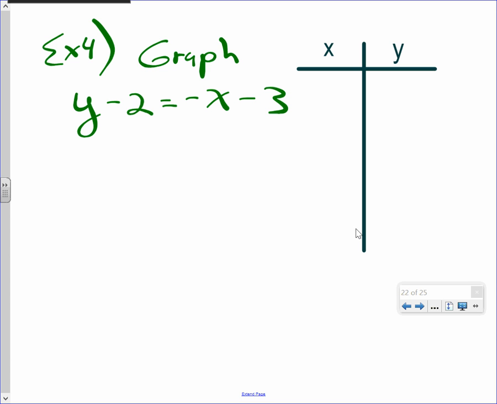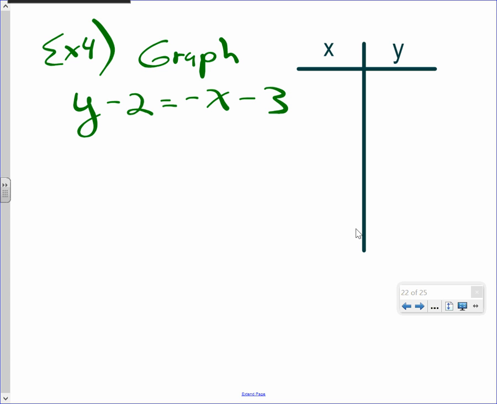Last example. Come on, baby, stay with me. There we go. Need more paper. Got you. Y minus 2 equals -X minus 3. There we go. Stay with me. Come on. Last example. Now, here we have X and Y. That's the last example, like we've been doing.